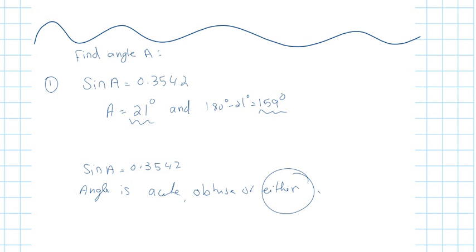No, sine is positive for both angles. Go back to your lesson from yesterday. Remember yesterday? Sine was positive for all of them, obtuse and acute. Go back.